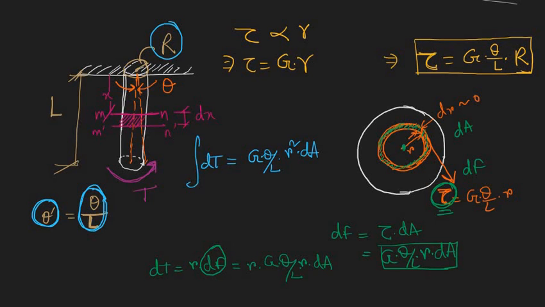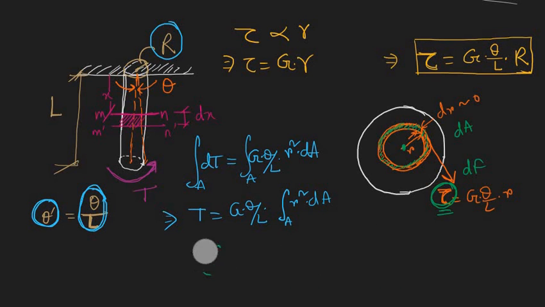If we simply integrate this on both sides over the whole cross-sectional area, we get torque as G times theta by L times the integral of r squared dA over the cross-sectional area A. If you are familiar with the polar moment of inertia, you know that this is nothing but the polar moment of inertia, that is J. For this case, it is pi by 32 times d to the power 4, but we have R, so pi by 32 times (2R) to the power 4.